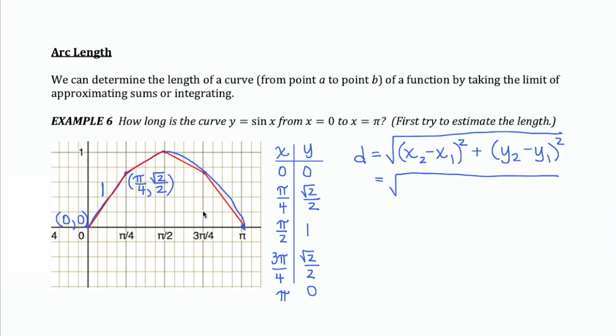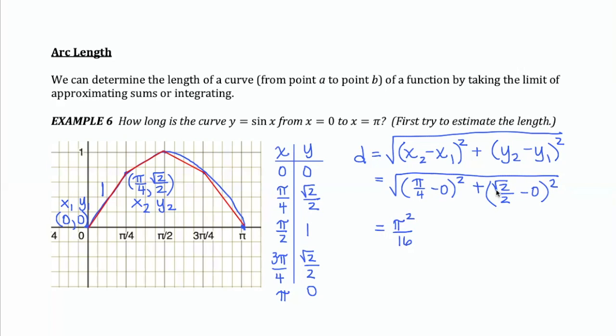I'm going to choose for my x2 to be pi over 4 and my x1 to be 0. So I have pi over 4 minus 0 squared. My y2 is then square root of 2 over 2, and my y1 is 0. So I have square root of 2 over 2 minus 0 squared. Obviously, subtracting 0 doesn't do anything, so I'm really left to square pi over 4. So that's going to be pi squared over 16.